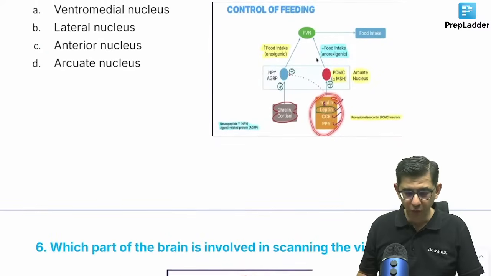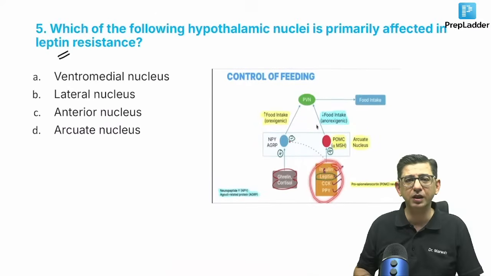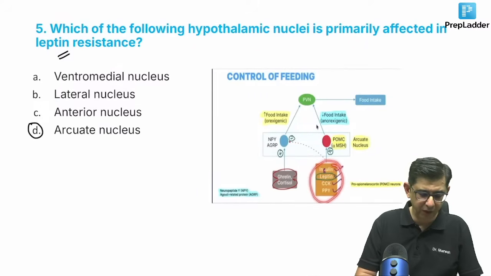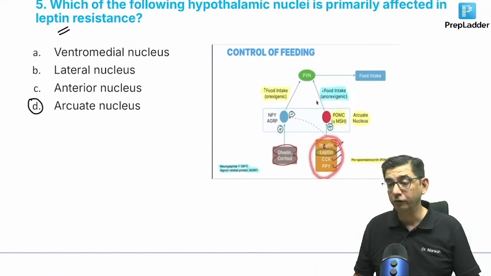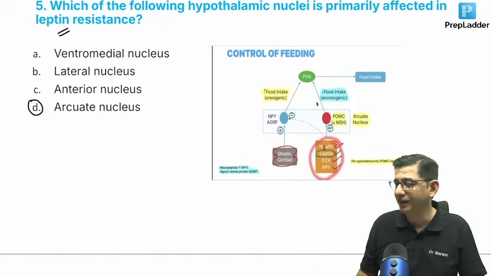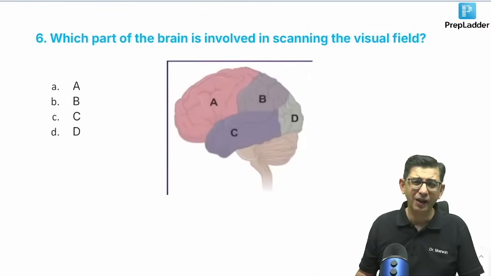Okay, so moving to the next one, which was a fact-based one, for leptin resistance. The person will obviously be having obesity. So we are talking about the arcuate nucleus in this case with respect to the hypothalamus. Yeah, one-liners, in my opinion, are much more difficult as compared to the long stem questions. This is an easy one.